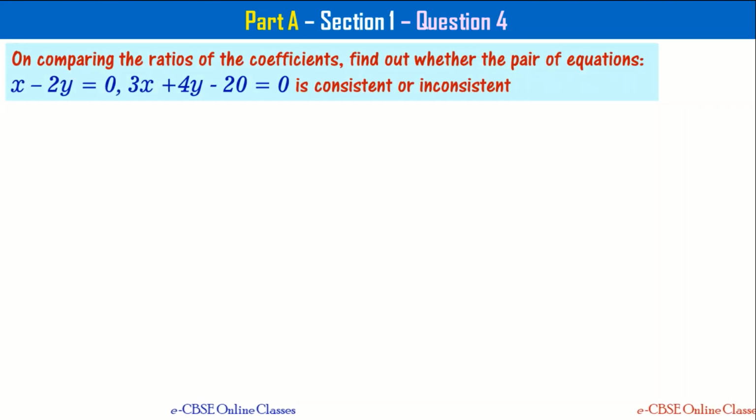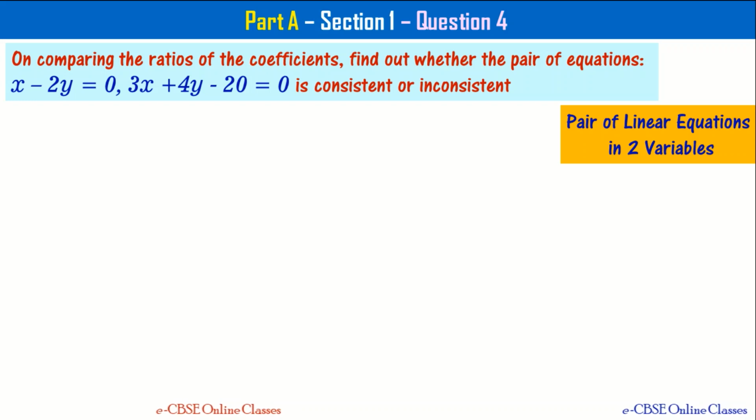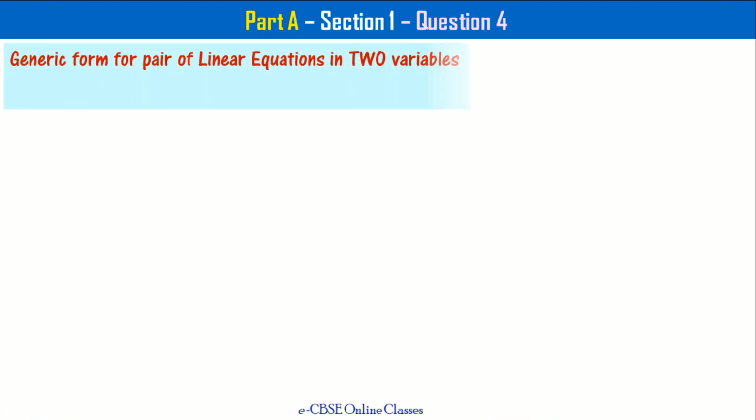Let's take a look at question number 4. On comparing the ratio of the coefficients, find out whether the pair of equations x minus 2y equal to 0, 3x plus 4y minus 20 equal to 0 is consistent or inconsistent. This is from the pair of linear equations in two variables chapter. Before solving this problem, let's quickly recap the concept behind this.